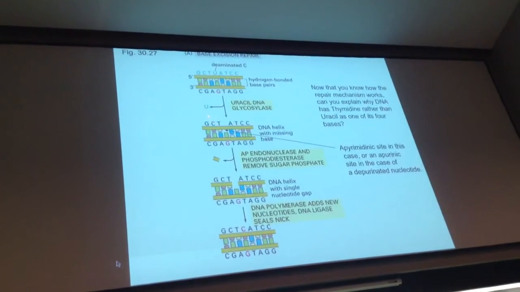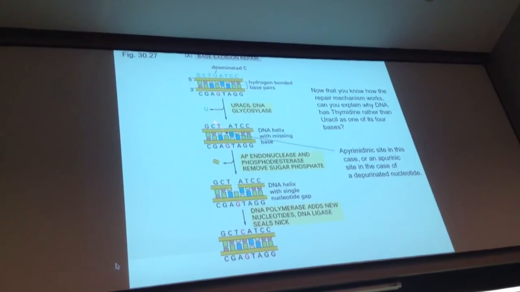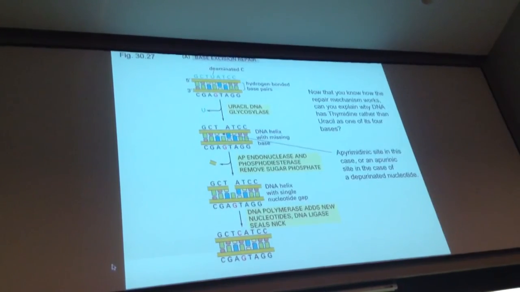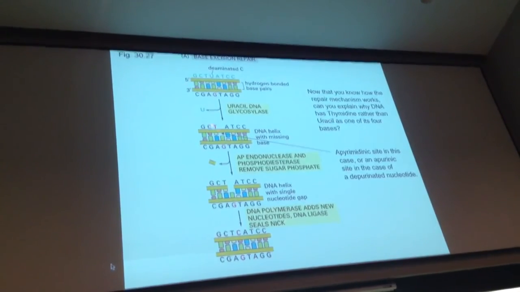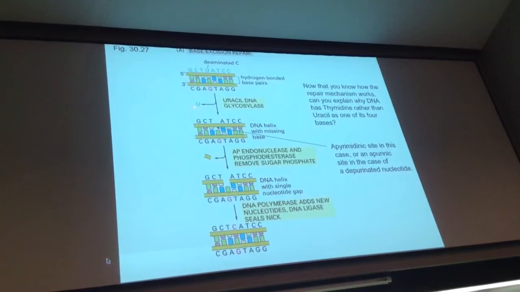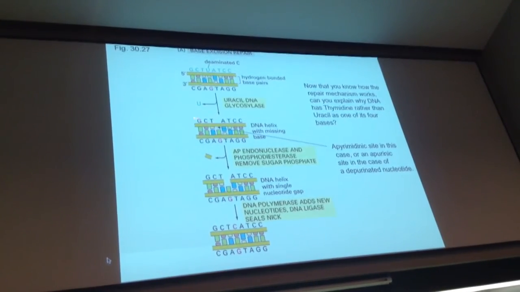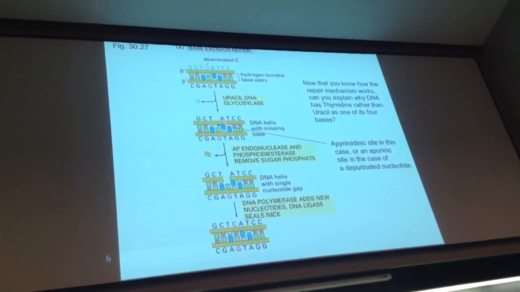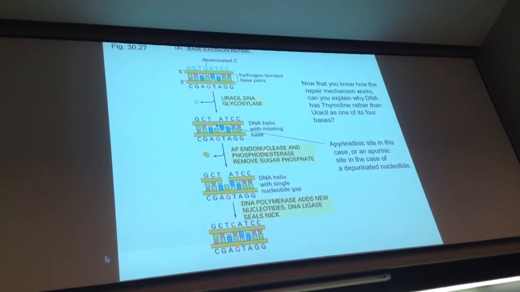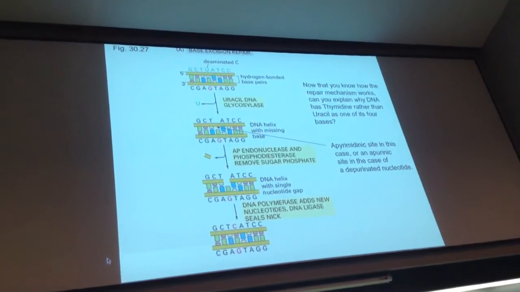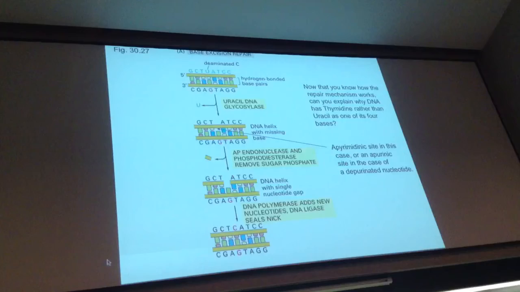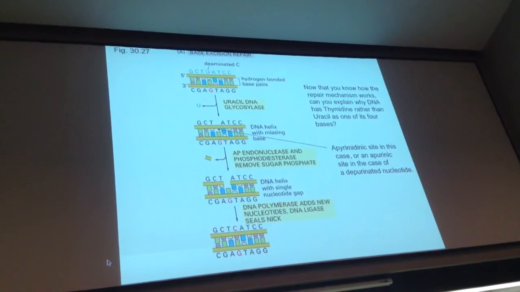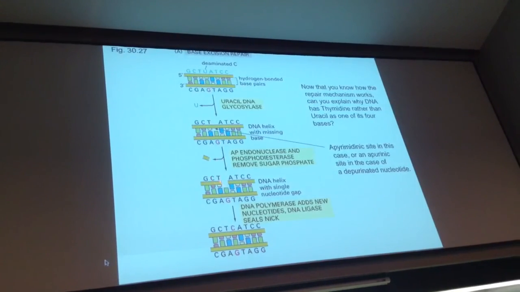There's another group of enzymes, endonucleases. They're nucleases that can cut inside of the strand. One of them is called an AP endonuclease, which is apurinic, or in this case, apyrimidinic. You can do either one. And there's a phosphodiesterase that cuts the phosphodiester bond on the other side. So it cuts the sugar phosphate backbone on both sides of where that base used to be, and it spits it out. Once it does, we have a template, right?